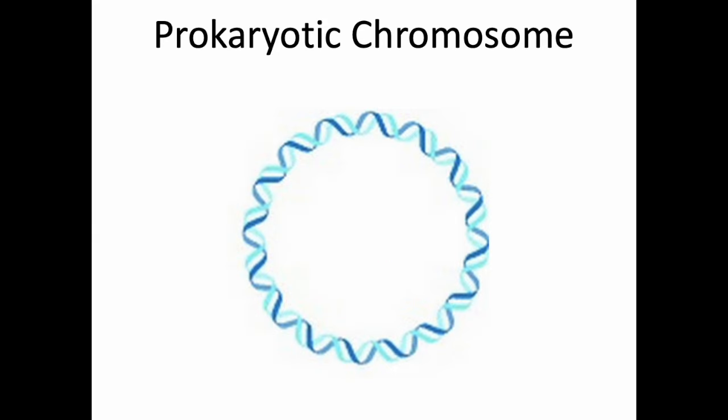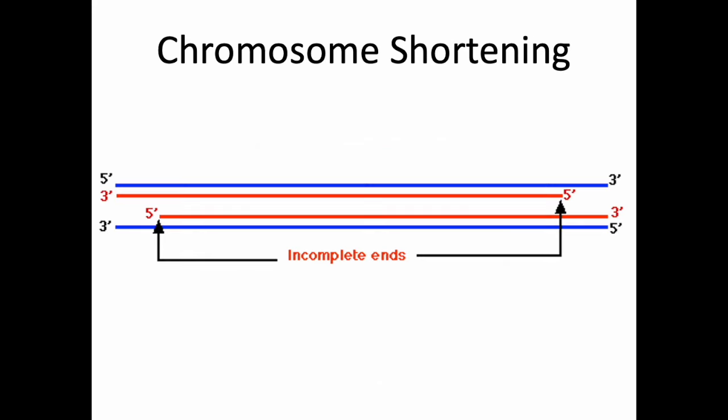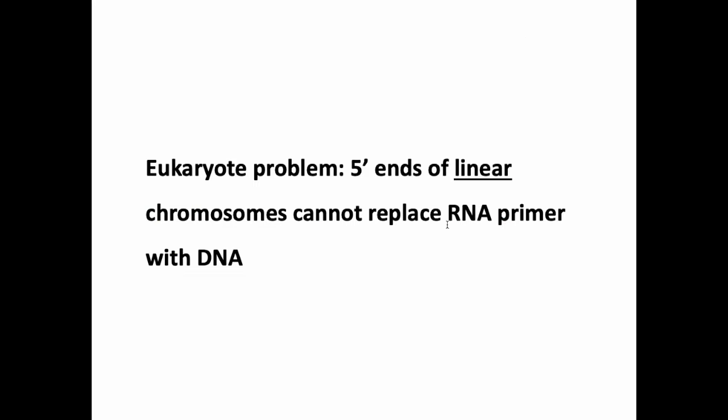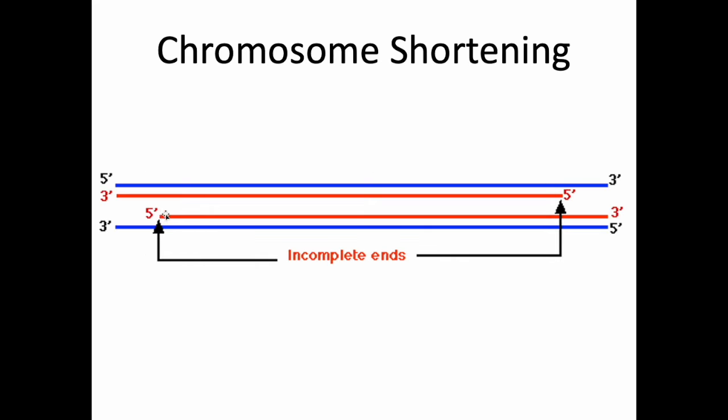And again, prokaryotes don't have this problem. It's a big old circle. Everything's connected to everything else. You could always fill in every single RNA primer, because it's all connected to itself. So this is a good visual of what I mean when I say that we cannot replace the RNA primer with DNA at the 5 prime ends. So these ends here, we can't replicate this little piece of DNA here. There was a primer, it's removed, but we can't fill it in with DNA.